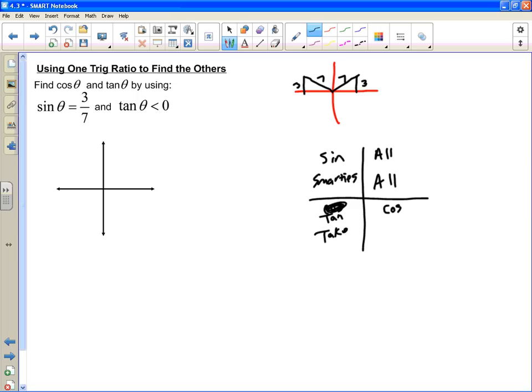take calculus. If you can remember that, all smarties take calculus, then you know that all, sine, tangent, and cosine is where my positives are. So this is saying that sine, cosine, and tangent will all be positive in the first quadrant. Sine is the only one out of those 3 that's positive in the second quadrant. Tangent's the only one of those 3 that's positive in the third quadrant. And cosine is the only one of those 3 that's positive in the fourth quadrant.